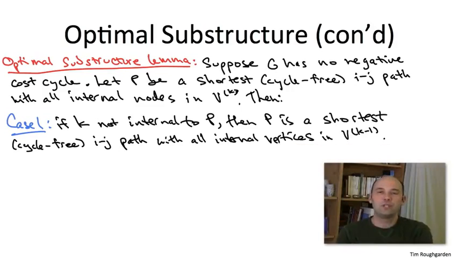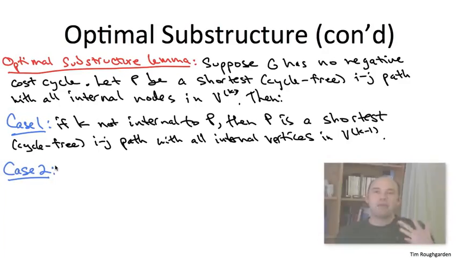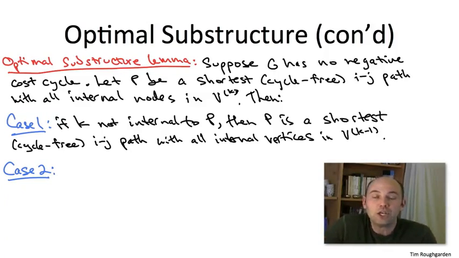Now, in case 2, it's going to become apparent what a great idea ordering the vertices, looking at prefixes of the vertices, is when you're considering the all pairs version of the shortest path problem. Suppose this path P from i to j does indeed use the vertex k in the middle. Well, then we can think of the path P as comprising two subpaths. The first path P1, which starts at i and goes to the vertex k, and then a path P2, which starts at k and goes to the destination j.